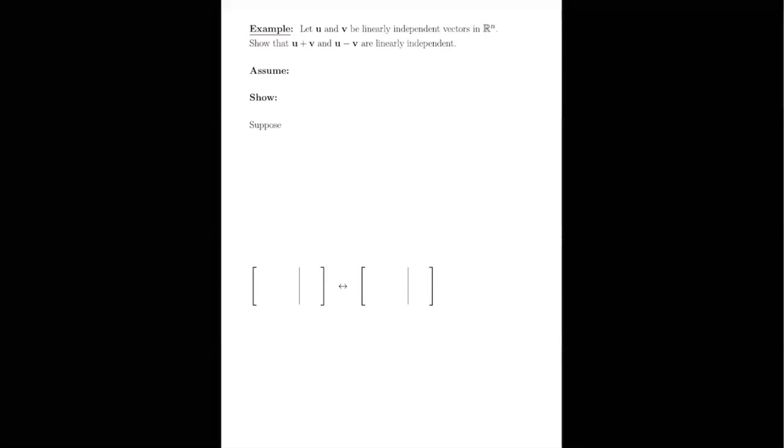So here, what are we going to assume? Our assumption is that u and v are linearly independent. That's our assumption. And so we know that whenever we come across a linear combination of these two vectors equal to the 0 vector, that has only the trivial solution. We've got to keep that in mind. We're going to use that at some point here.